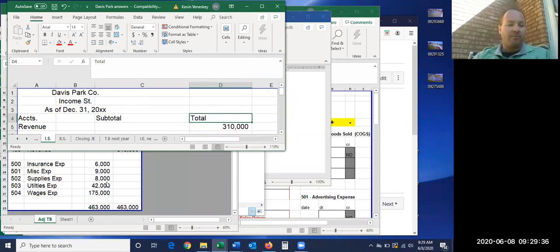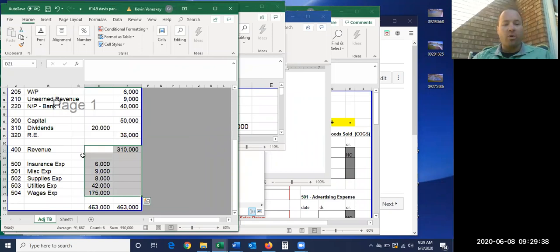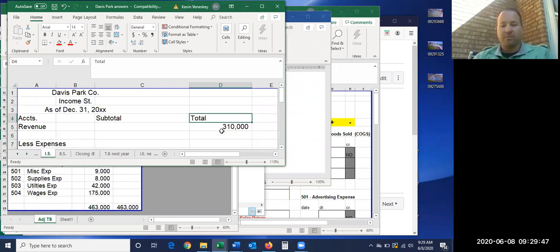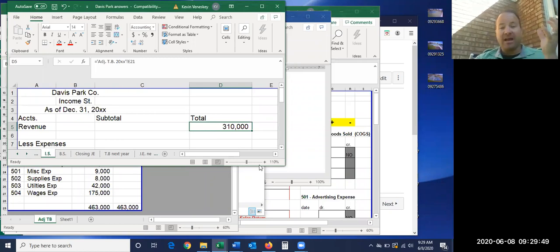Well, with the revenue, I only have one revenue account. So there's no reason for me to subtotal it. I can just put it out there as my total. I had $310,000 that I have actually earned in the business this year.